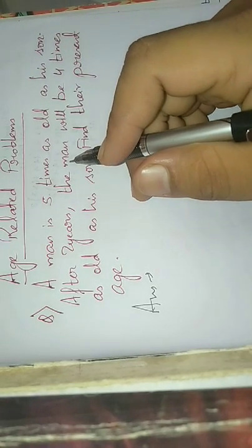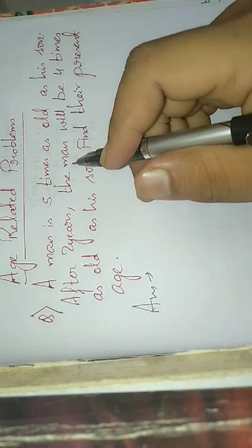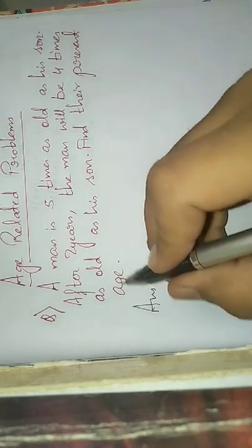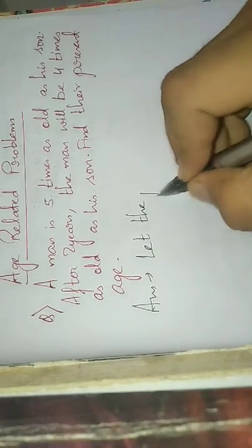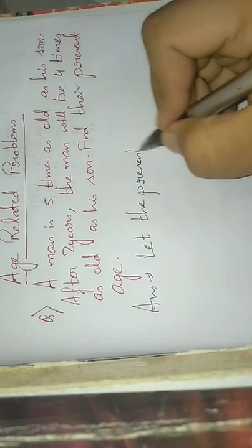Again, we read the question properly and we saw 2 kinds of statements. The very first statement is a man is 5 times as old as his son. So the age of the man will depend on the age of the son. So we will be taking the son's age as the basis. Let the present age of son be x years. X is the age of the son.